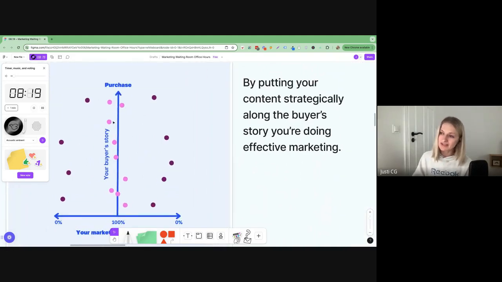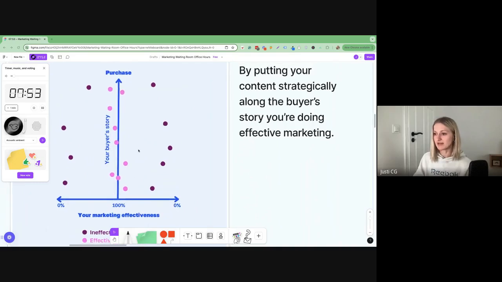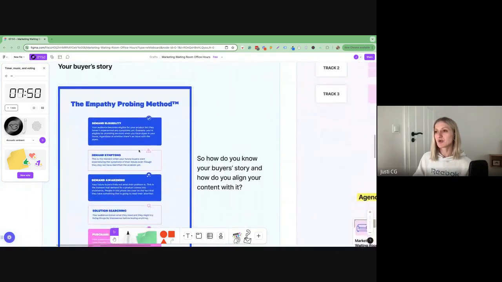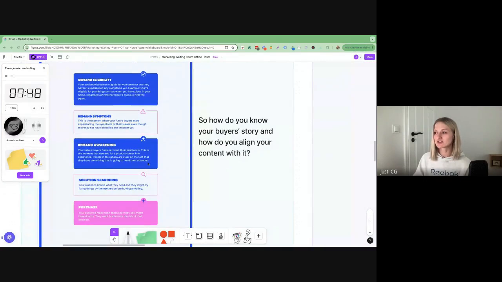Your buyer's story is essentially a chain of events or decisions, problems, questions, whatever happens in your buyer's life or career until that leads them to the purchase decision, right? And the closer you are to this with your content and experiences, the more efficient or effective your marketing is, right? So what is this buyer's story actually? How do you know your buyer's story, and how do you align your content with it?